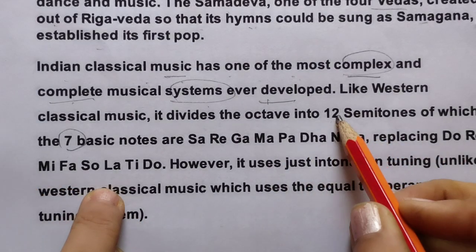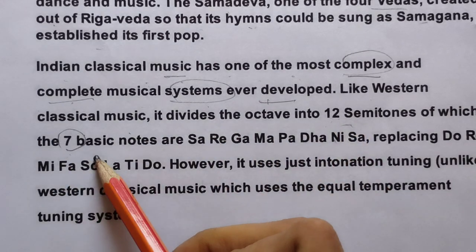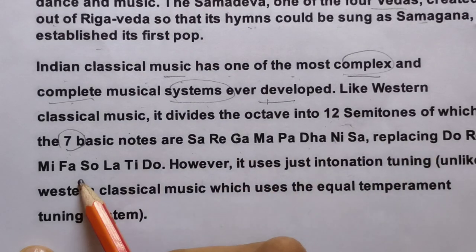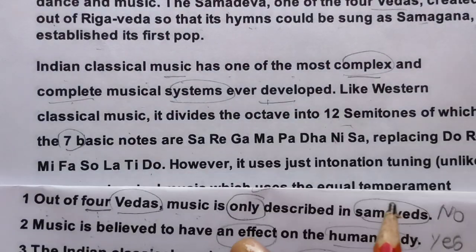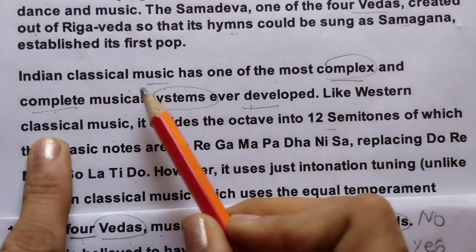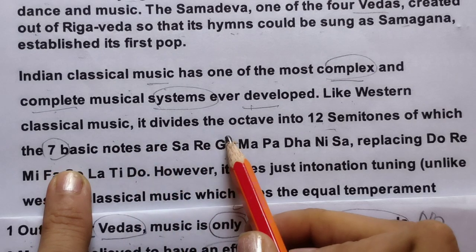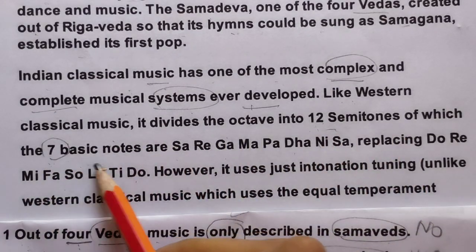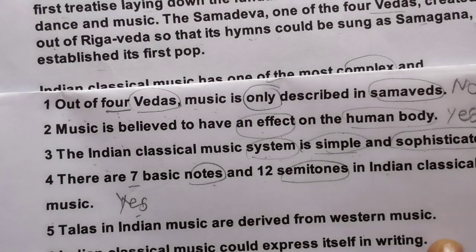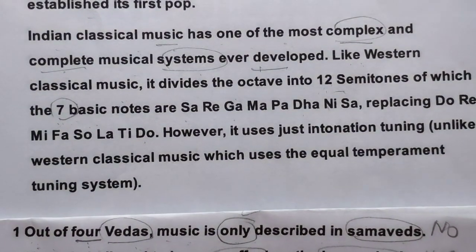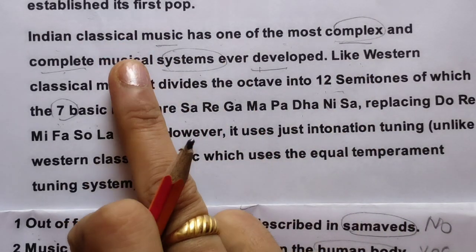So 12, like Western classical music, it divides the octave into 12 semitones, of which 7 basic notes are sa re ga ma and so on. There are 7 basic notes, 12 semitones in Indian classical music. Okay, they are talking about Indian music only and they are just doing a comparison. Like Western classical music, it divides into 12 semitones, of which 7. Okay, so I will just write it. Everything is there. Yes. See this, everything is given. Only they have given some comparison also, but majorly they are talking about Indian classical music.